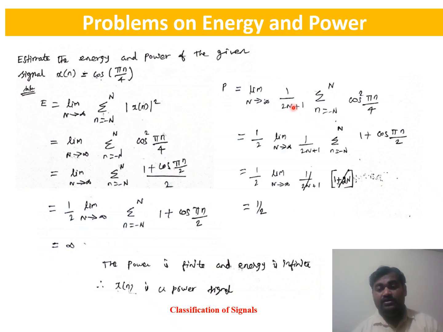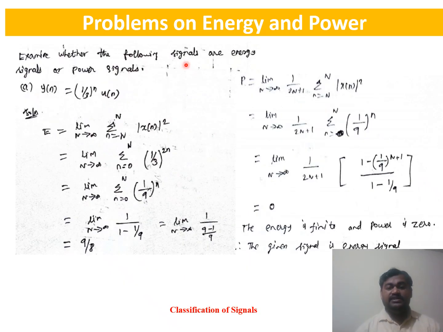Now, to find the power, the formula is limit n tends to infinity, 1 by 2n plus 1, summation n equal to minus n to n, cos square pi n divided by 4, equal to 1 by 2, limit n tends to infinity, 1 by 2n plus 1. We know the formula cos square theta is 1 plus cos 2 theta whole divided by 2. The 2 is taken outside. Then after simplification, this will become 1 plus 2n. Cancelling this, we will be getting the value as 1 by 2. Energy is infinity, power equal to 1 by 2. So here power is finite, energy is infinite. We can conclude this is a power signal.